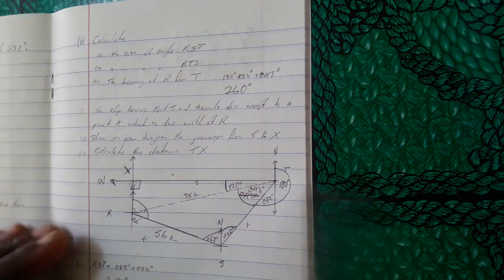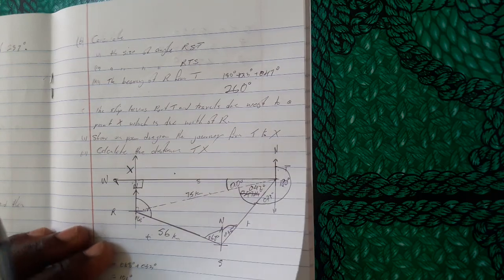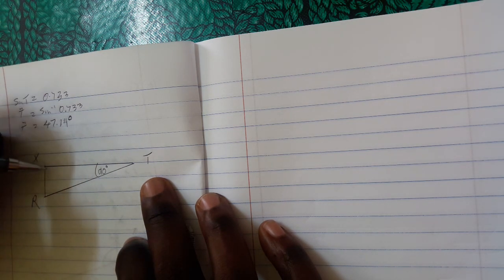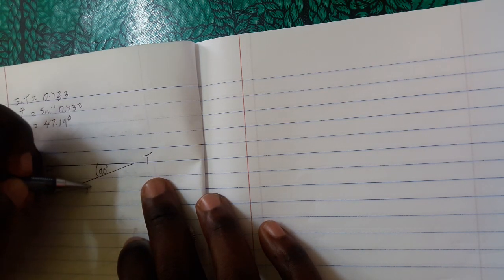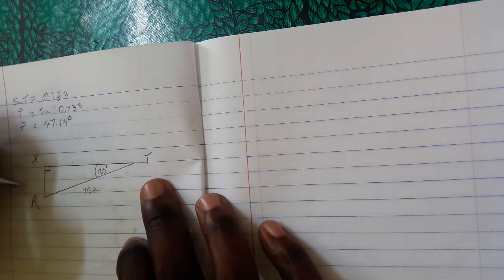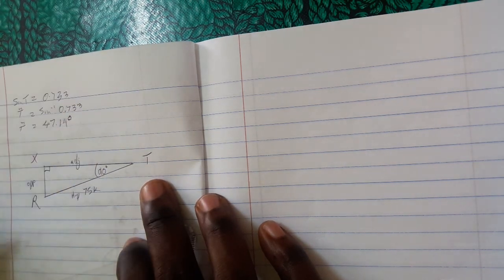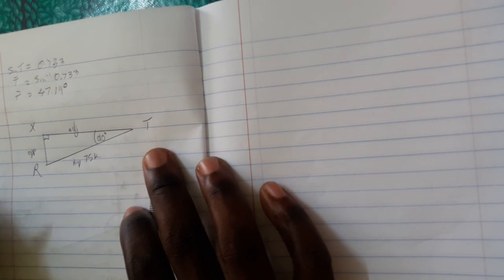Let me abstract that triangle from all that confusion. So we have T here, we have X here, we have R there. This angle is 10 degrees, right? That's a right angle. This is 75 kilometers. They want this distance. This is the opposite side. This is the hypotenuse. This is the adjacent. So I'm absolutely sure you can calculate that.